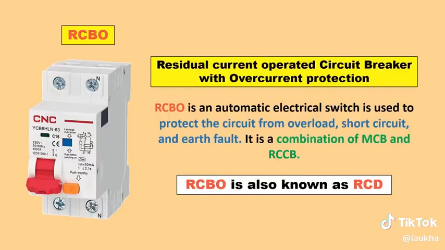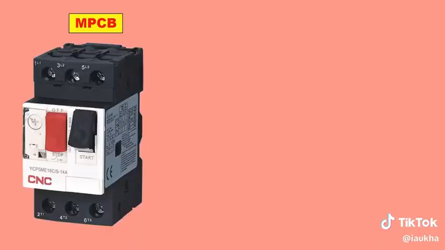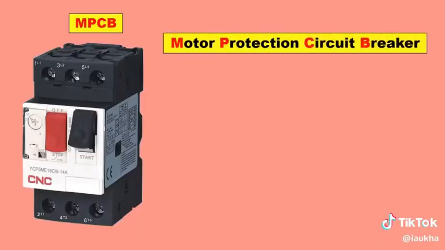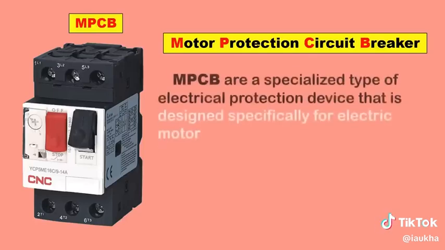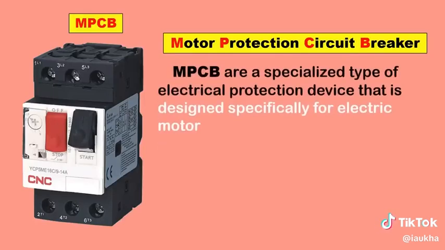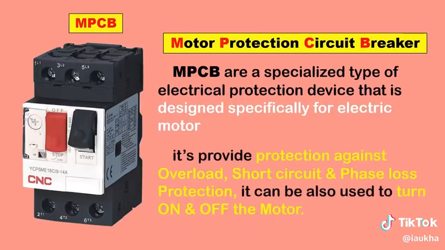After this, the last device we are discussing is MPCB. Full form of MPCB is Motor Protection Circuit Breaker. By the name Motor Protection Circuit Breaker, you can guess that this is a kind of device which is used for protection of motor. We only have to understand which kind of protection we get through this device. MPCB provides protection from overload, short circuit. Along with this, phase loss protection is also provided by MPCB.